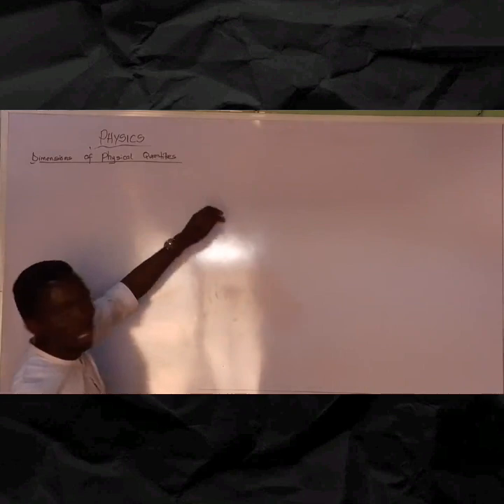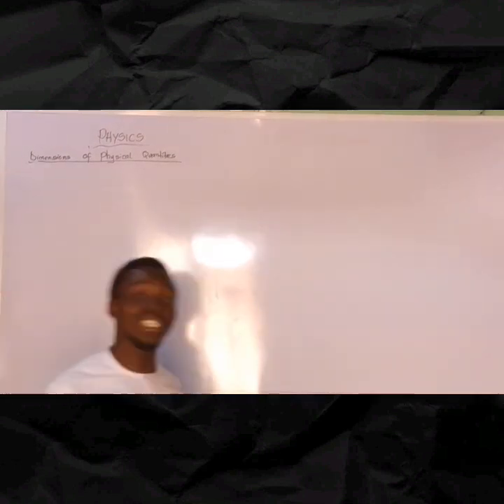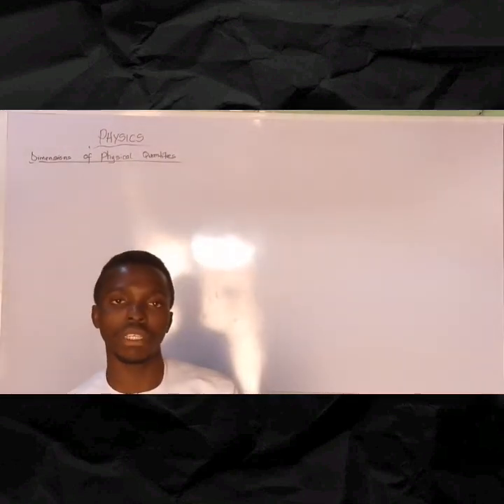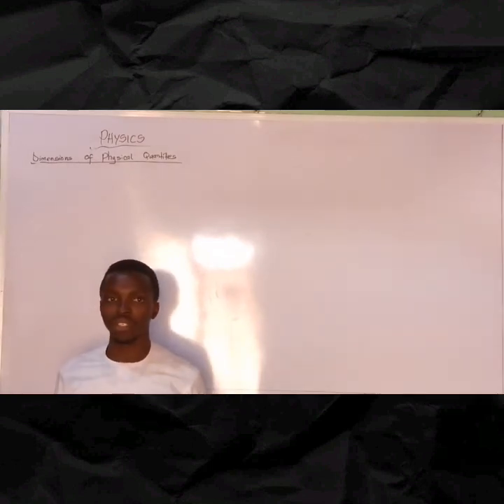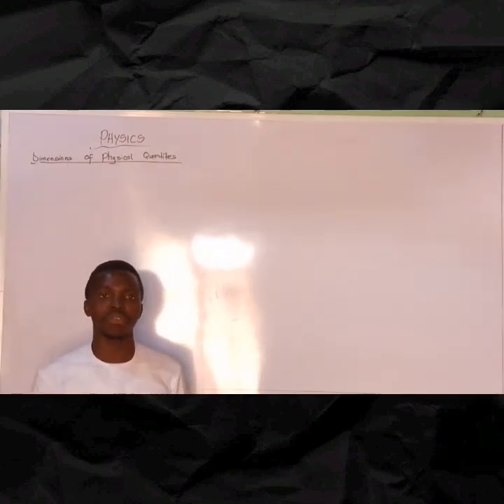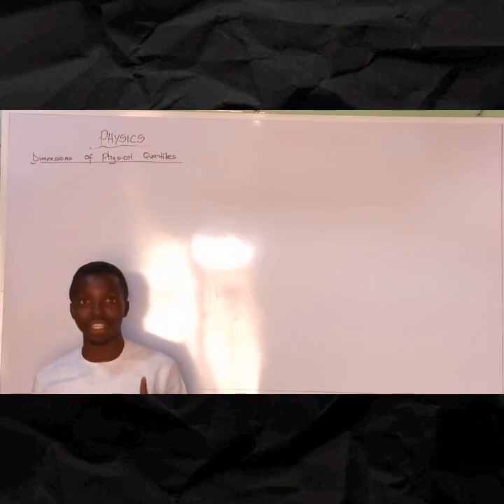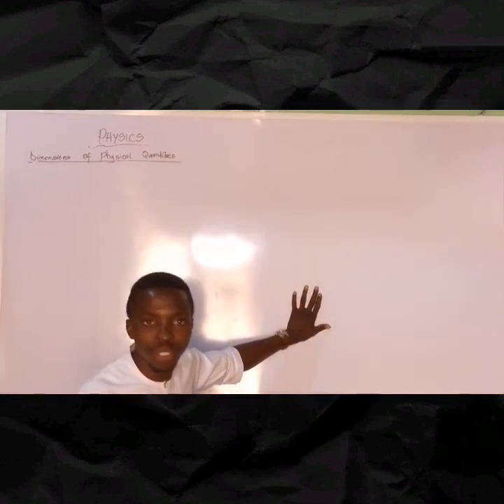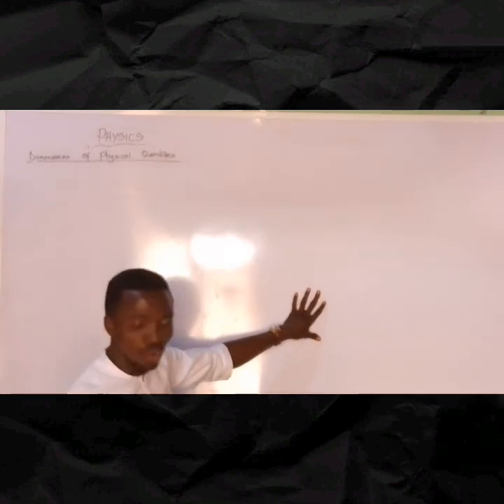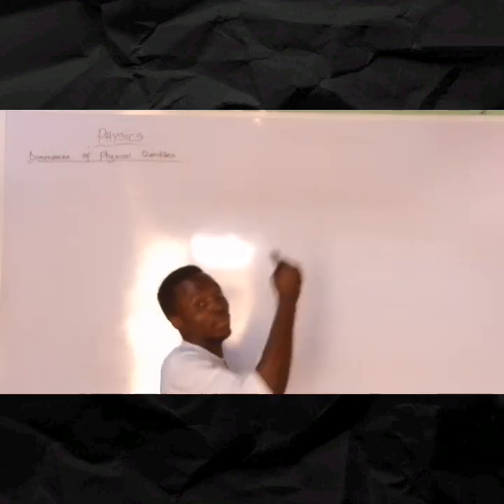Now let's proceed to dimensions of physical quantities. Before coming here, let me quickly state this. In physics, there's a difference between mass and weight. In chemistry, both terminologies can be used interchangeably without any difference. But in physics it is different. Mass is the quantity of material substance in a body, while weight is the force or pull with which the earth attracts a body towards the center of the earth.